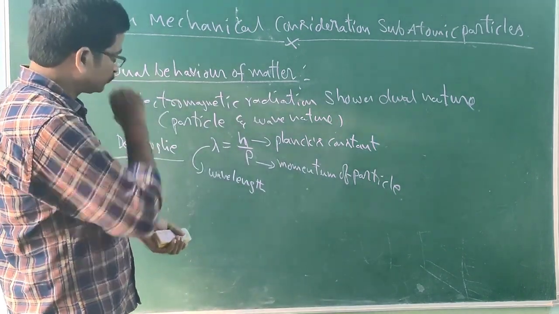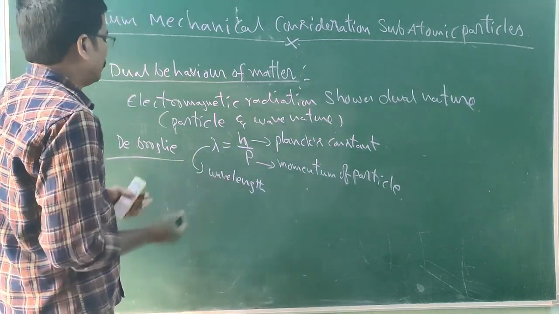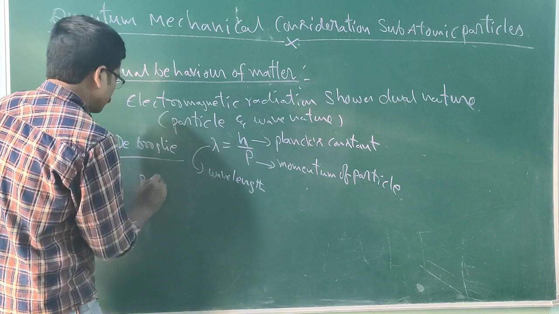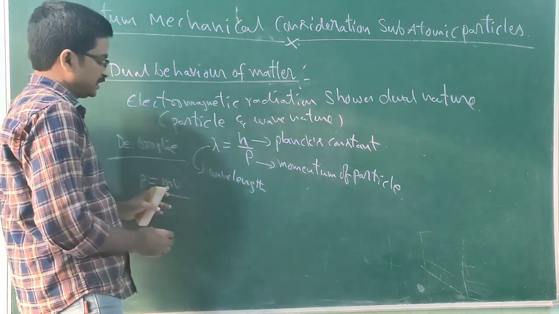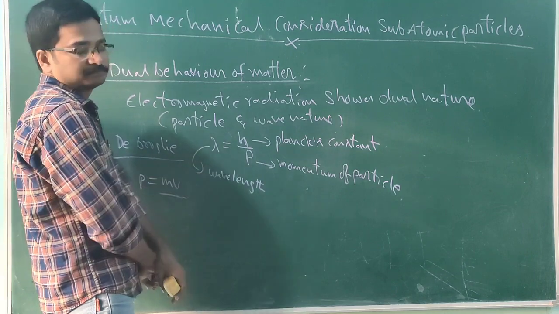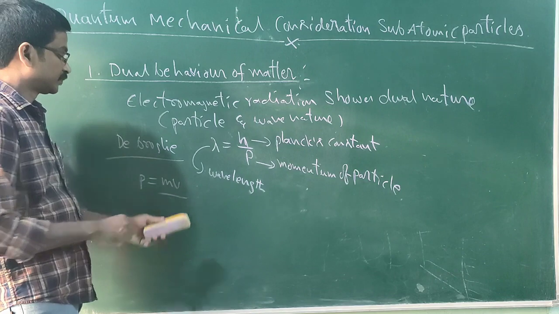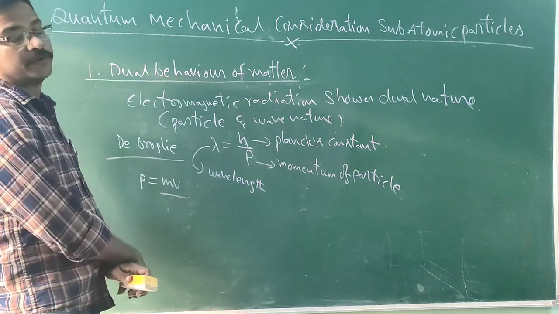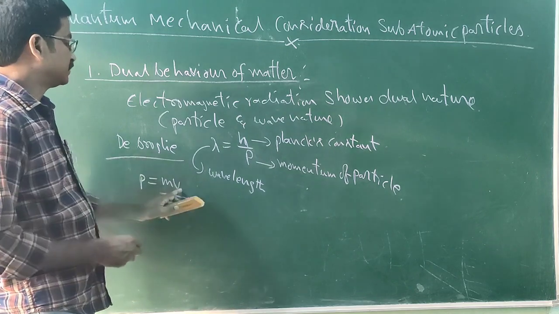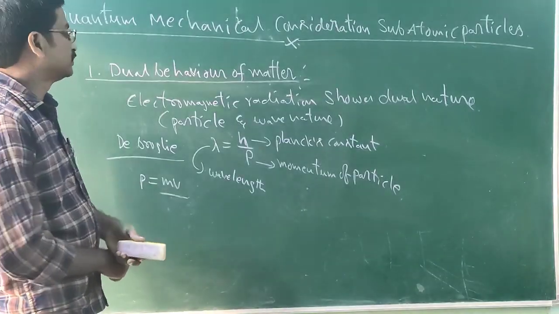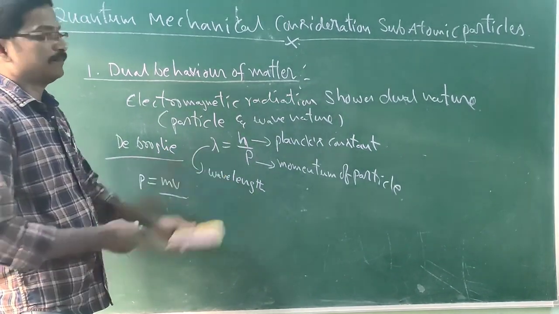Next, what does p mean? p is equal to momentum, which is equal to m into v. Mass into velocity is known as the momentum of that particle. Momentum is equal to mass into velocity. De Broglie introduced this.